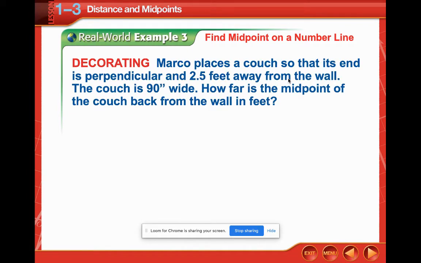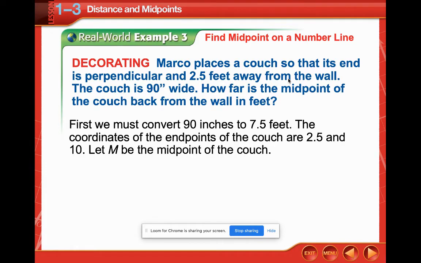All right, Marco places a couch so that its end is perpendicular and 2.5 feet away from the wall. The couch is 90 inches wide. How far is the midpoint of the couch back from the wall in feet? Let's figure it out. First, we must convert 90 inches to 7.5 feet. The coordinates of the endpoints of the couch are 2.5 and 10.